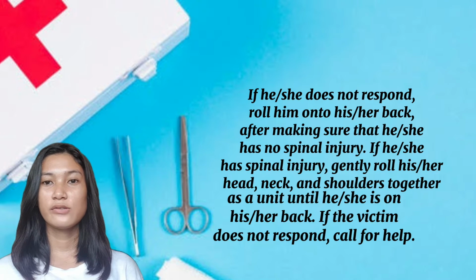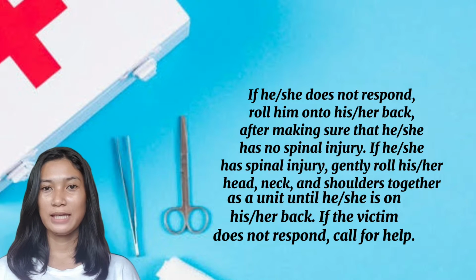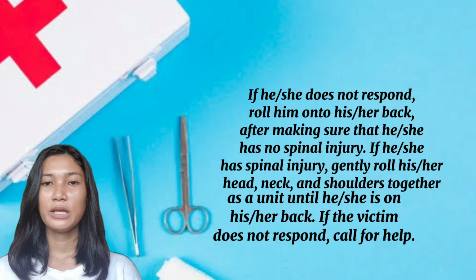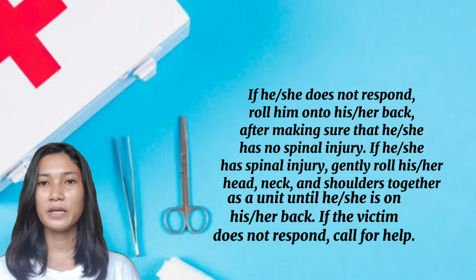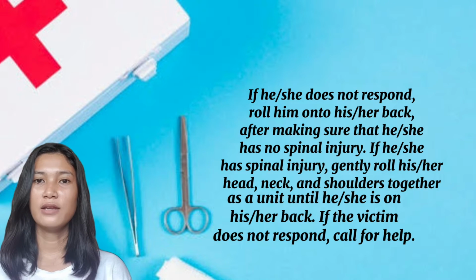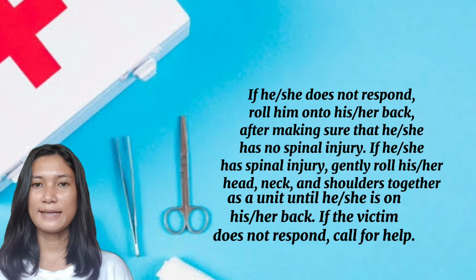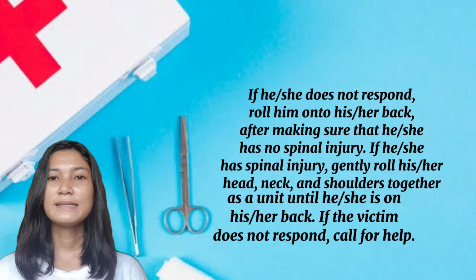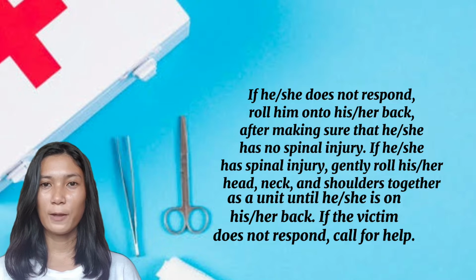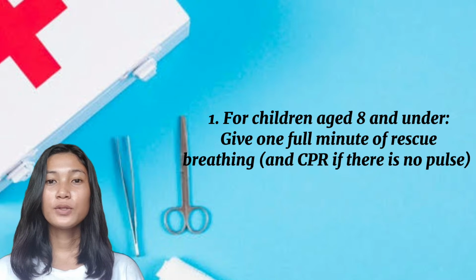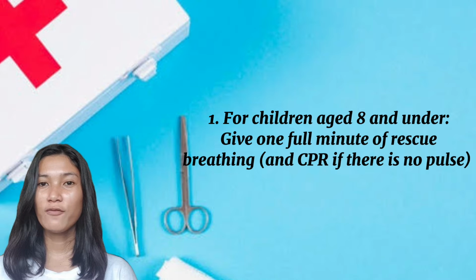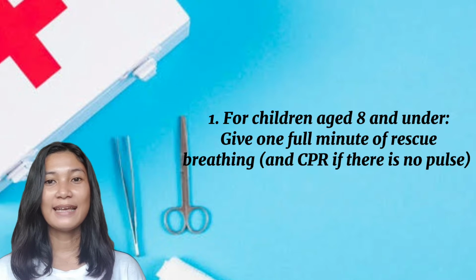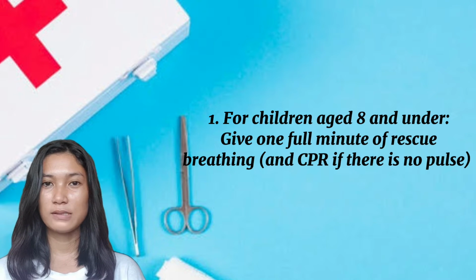If he or she does not respond, roll him onto his or her back after making sure that he or she has no spinal injury. If he or she has a spinal injury, gently roll his or her head, neck, and shoulders together as a unit until he or she is on his or her back. If the victim does not respond, call for help. For children aged 8 and under, give 1 full minute of rescue breathing and CPR if there is no pulse.